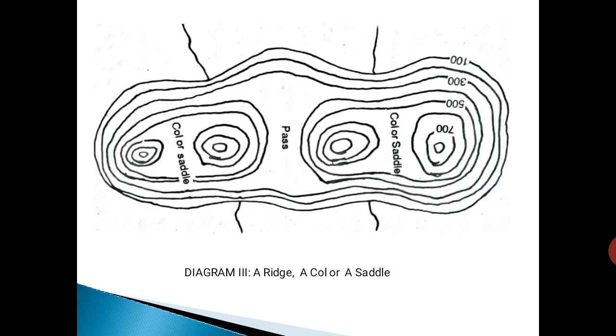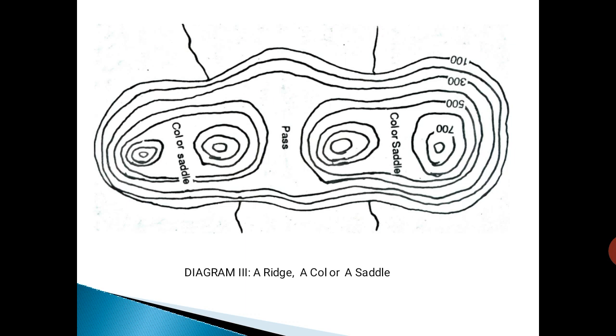If you look at the diagram below, which is diagram 3, this is a ridge. The entire diagram is called a ridge. A ridge is a chain of highlands found in a particular place, covering a reasonable distance. And so, if you look at this particular diagram, you can see contours.